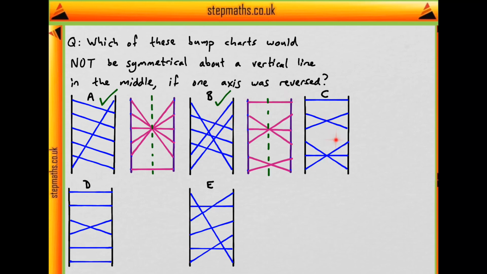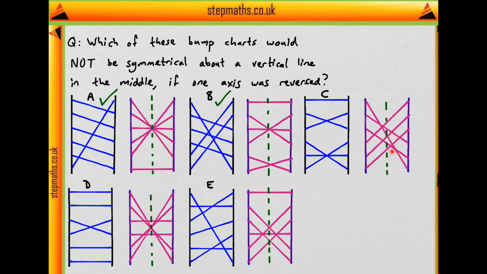Now I'm going to do the rest for C, D and E, but it could be worth pausing the video and see if you can switch them around for yourself. So C looks like this, D like this, and E like this.